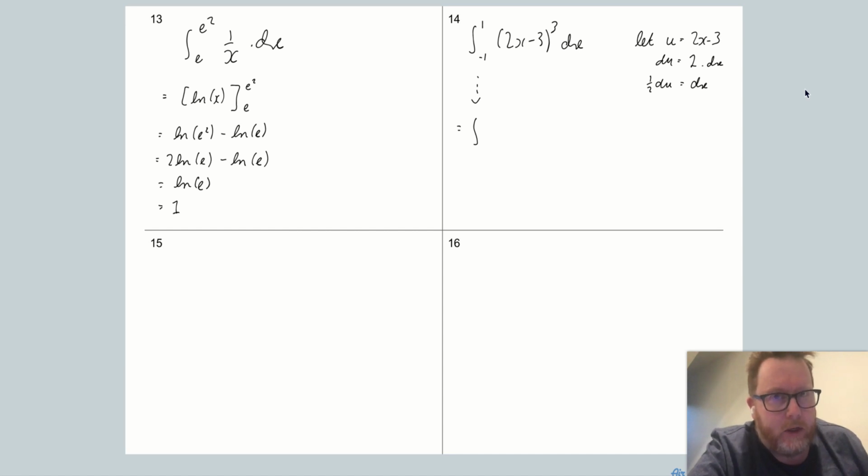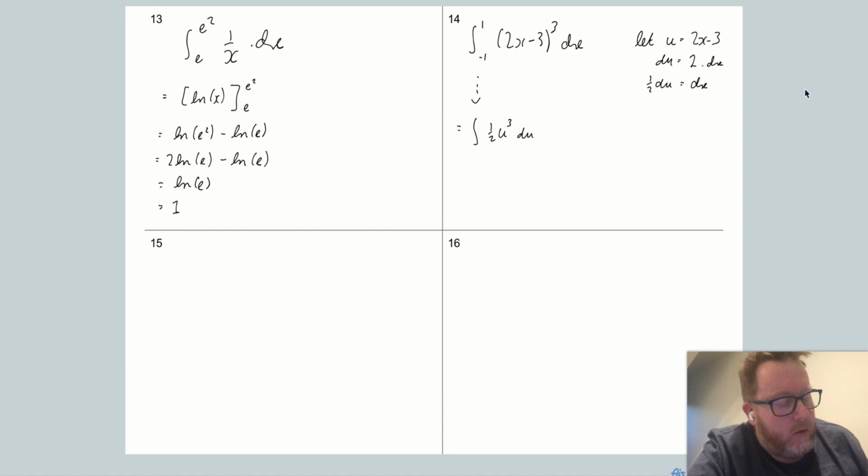Now, I've deliberately not put the boundaries on the integral sign to start with, but I will have my 2x minus 3 ends up being a u. So I've got u cubed. My dx becomes half du. So there's my du, and I put my half here. Now, this is the critical thing.